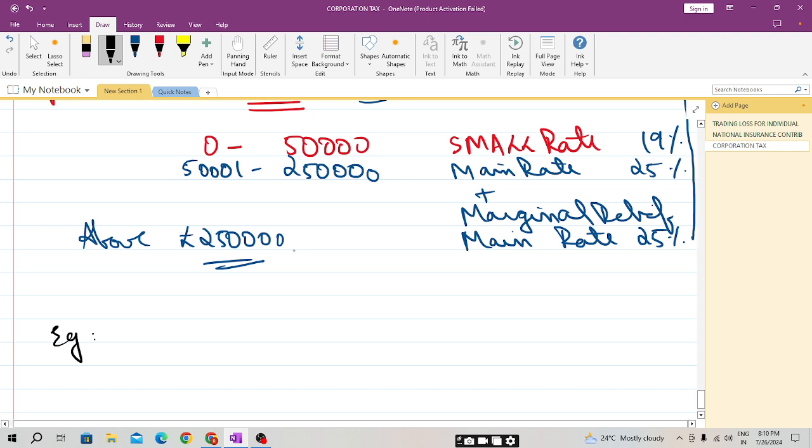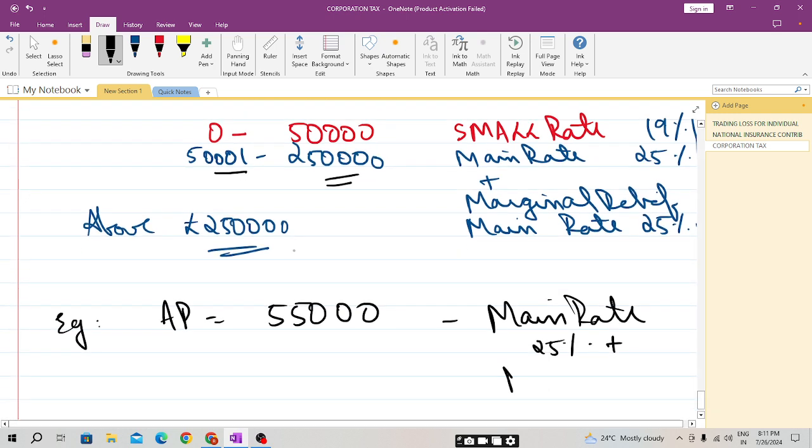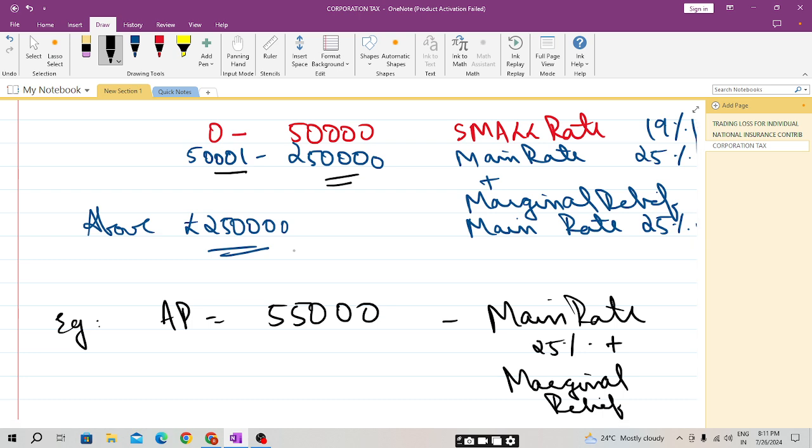Let's take an example. Augmented profit is 55,000. As the augmented profit is between 50,000 and 250,000, the rate will be the main rate, that is 25%, plus marginal relief. Students, it will not be like a tax band we studied for individuals, that from 0 to 50,000 at 19%, then the difference of 50,000 to 55,000 at 25%. No, students, this will not be applicable.